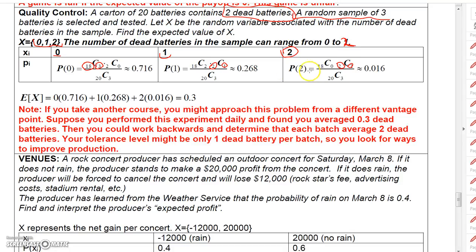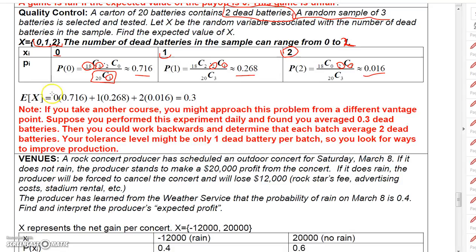Now, the denominator in each of these, and that's what actually cued me in that I was taking a sample of 3, is 20 choose 3. The number of samples possible is 20 choose 3. So you divide each of these numerators by 20 choose 3 to get the probabilities. Then I get 0.716 here, 0.268 here, and 0.016 here. If you add those 3 up, they should add up to 1.